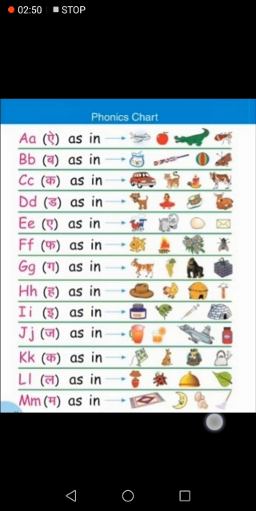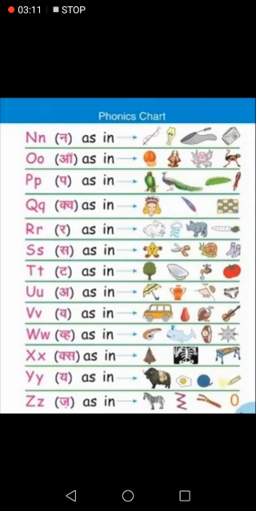Lamp, lion, leaf. Okay, the next letter is M, but the sound is M. Mat, monkey, moon. Okay, the next letter is N, but the sound is N. Net, nest.